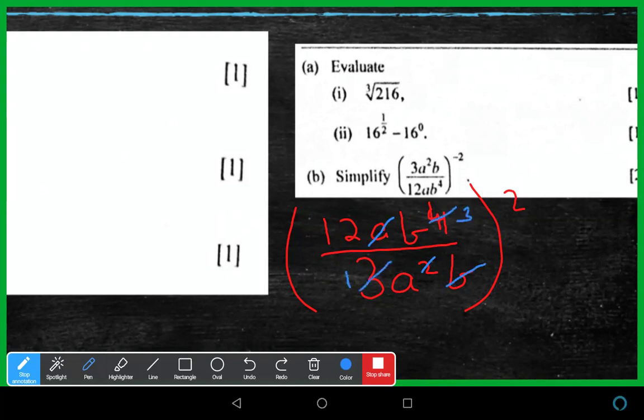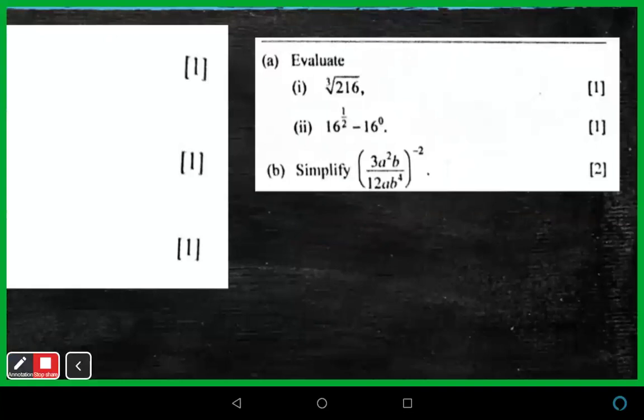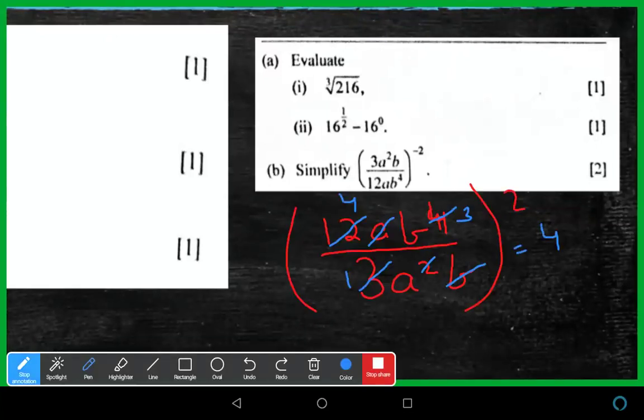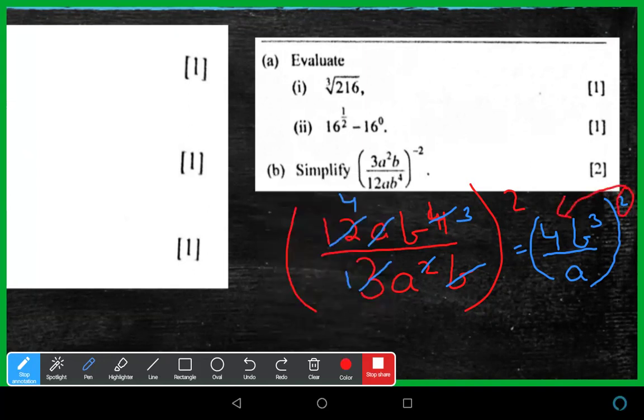And this will also be 3 ones are 3, 3 fours are 12. Now, what is remaining? That's a very important point. In the remaining we have 4b cube divided by a, and whole square. Now we will apply this square to all the elements. When I apply the square to 4, it will become 16. When I apply this to the b cube, it will become b^6 because the powers will be multiplied, 3 twos are 6. When I apply it to a, it will become a square. So this will be our final answer.